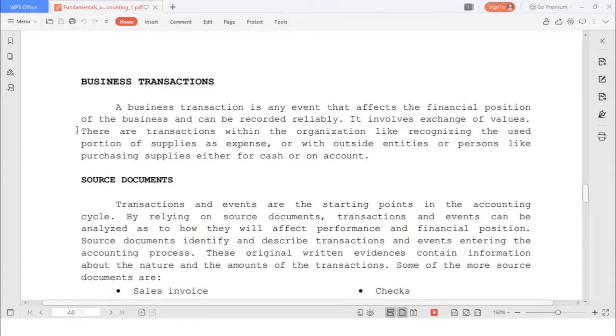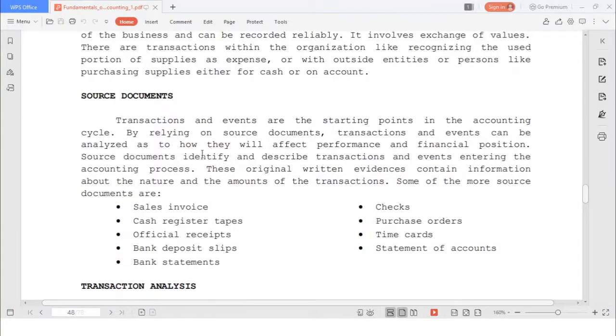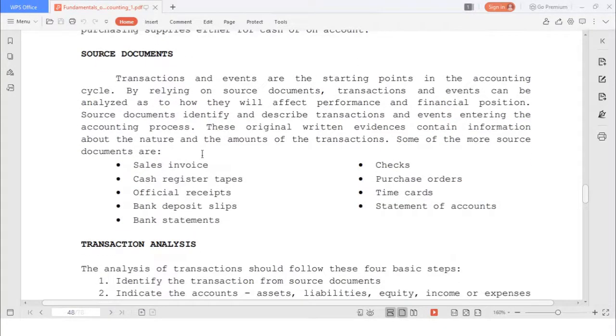There are transactions within the organization, like recognizing the used portion of supplies as expense, or with outside entities or persons, like purchasing supplies either for cash or on account. So business transactions can happen internally or with outside entities. Now, in order for you to be able to fully identify if it is a business transaction or not, we have what we call source documents.